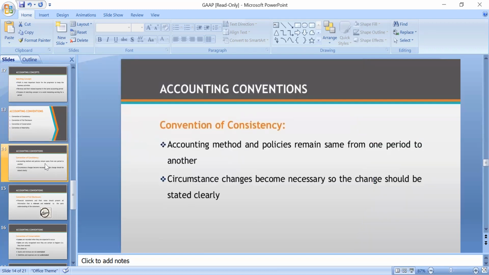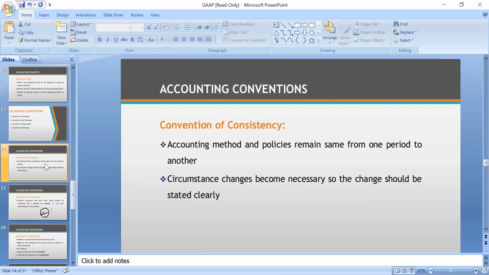Convention of consistency. Accounting methods and policies remain the same from one period to another. If circumstances change and a change becomes necessary, the change should be stated clearly. Dear students, there are several methods in accounting. Like there are several depreciation methods to charge depreciation on fixed assets, like straight line method, written down value method, diminishing balance method. Same as there are different methods to record the inventory, like periodic inventory system, like perpetual inventory system.